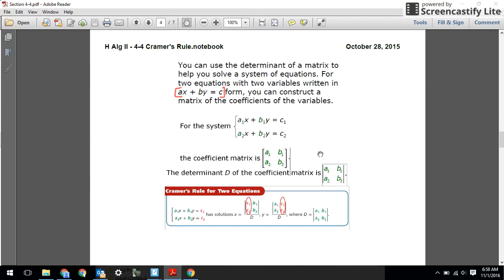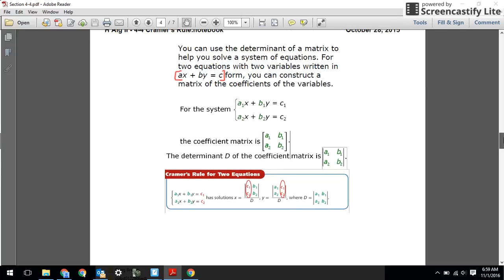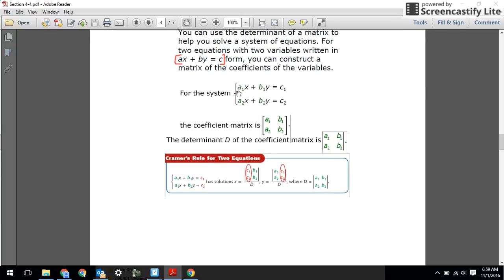Okay, now, how is this useful? It's useful because you can actually solve a 2x2 system using determinants. So along with substitution and elimination, now we have this thing called Cramer's rule. So Cramer's rule is down here. What you have now, all of these systems must be in standard form. AX plus BY equals C.